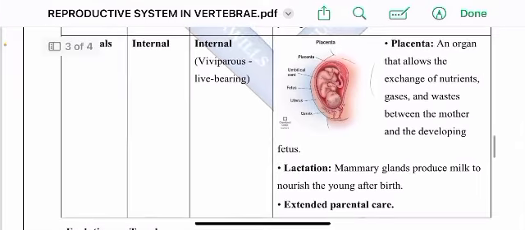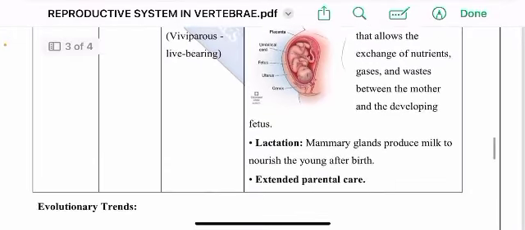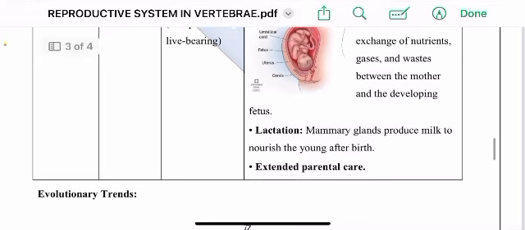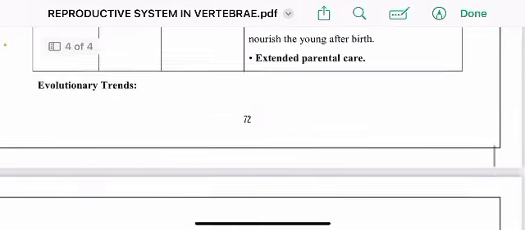Another major thing that also happens in mammals is lactation. Now, when the baby is born alive, the mammary glands have also developed during the course of pregnancy, and the moment the baby is born alive, they start producing milk, which is used to nourish the young baby after birth. Of course, giving it that extended parental care.